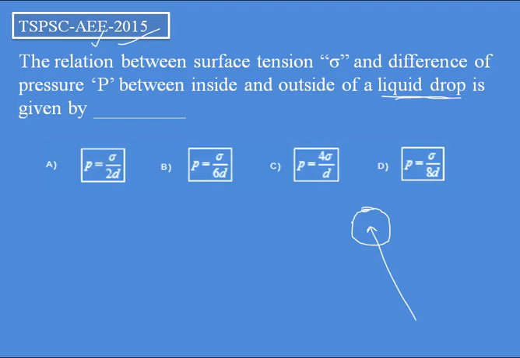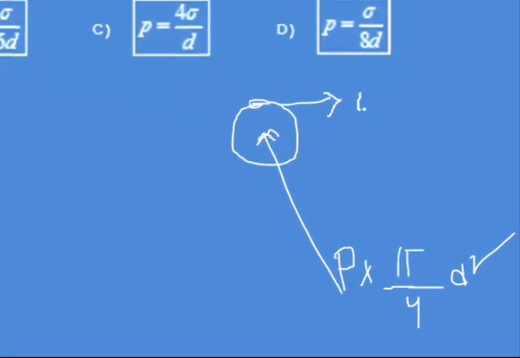And coming to the problem here, just think that this is your liquid, and at the center it has some pressure P, acting over the area pi by 4 d square. That means the area of your liquid drop, pi by 4 d square. And on these surfaces we have the surface tension, and the circumference of this liquid drop is pi d. And from the equilibrium principle, these two forces, the surface tension force and the pressure force, will be equal.